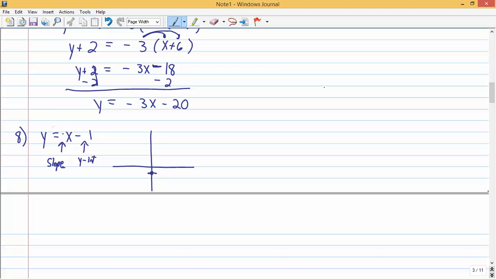Now to use the slope, and the slope is 1, that's 1 over 1. So the rise is 1, the run is 1, or the change in y is 1, the change in x is 1. So from that point, you go up 1 over 1 to the right. From that point, up 1 over 1 to the right. Just make a couple of points, then connect the points, and you have your line. That's what it looks like.